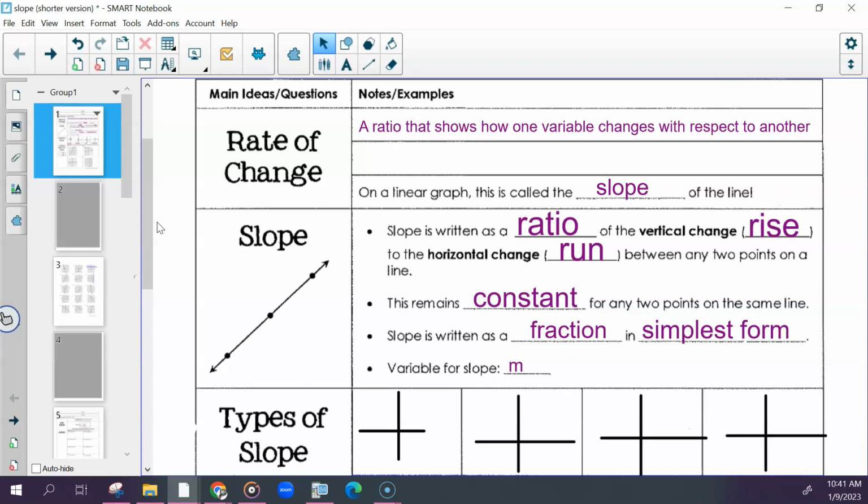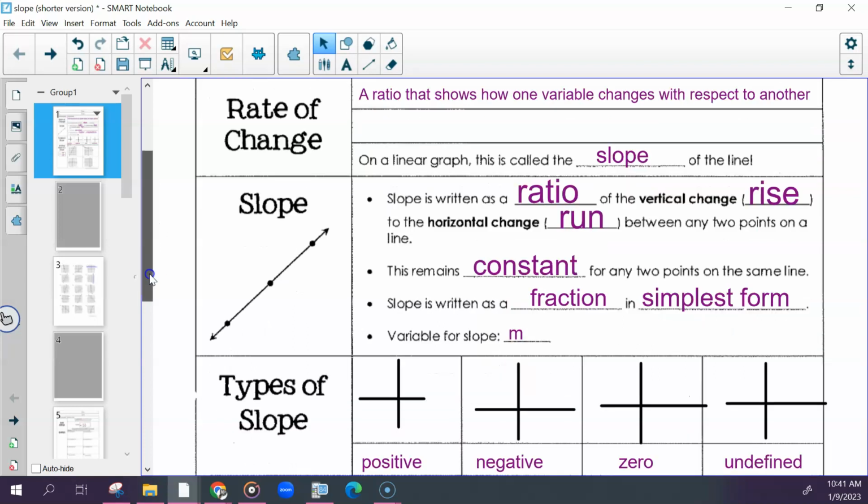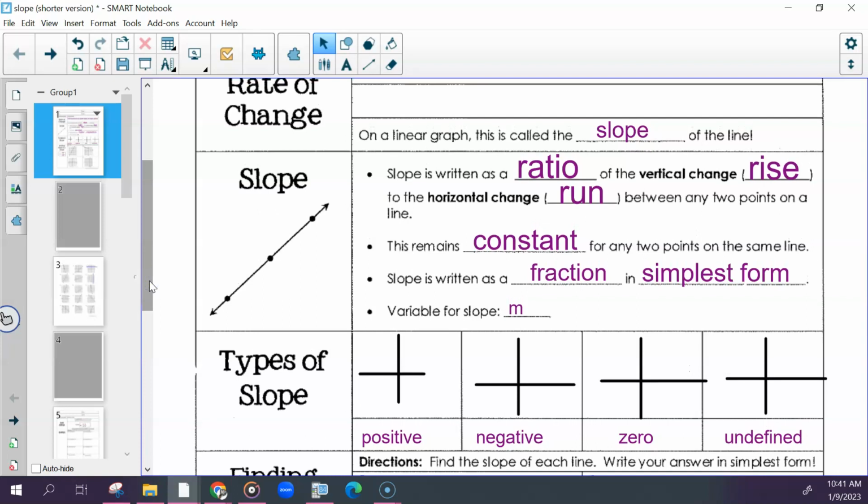This remains constant for any 2 points on the same line. So that means between point A and point B, whatever that slope is should be the same for point B and C, C and D, and so on and so forth, if that makes sense. Slope is written as a fraction in simplest form, always. And the variable for slope is m. Anyone remember some of this stuff from middle school?